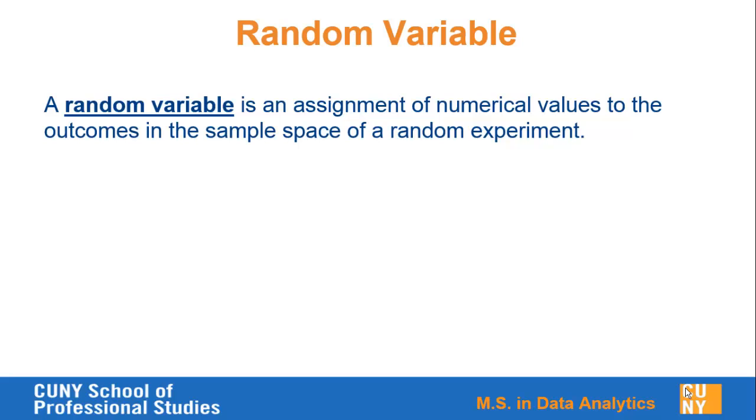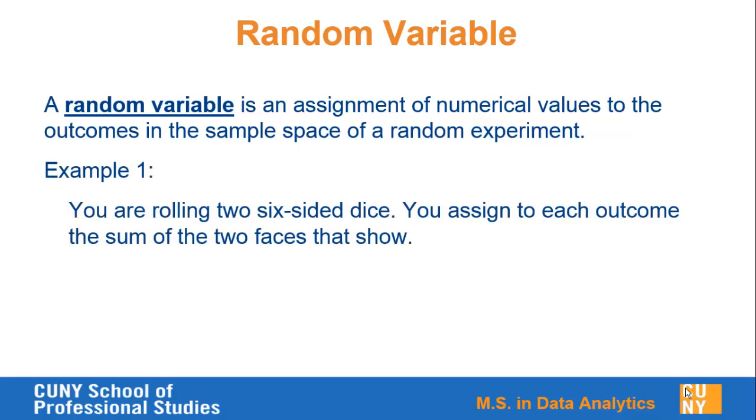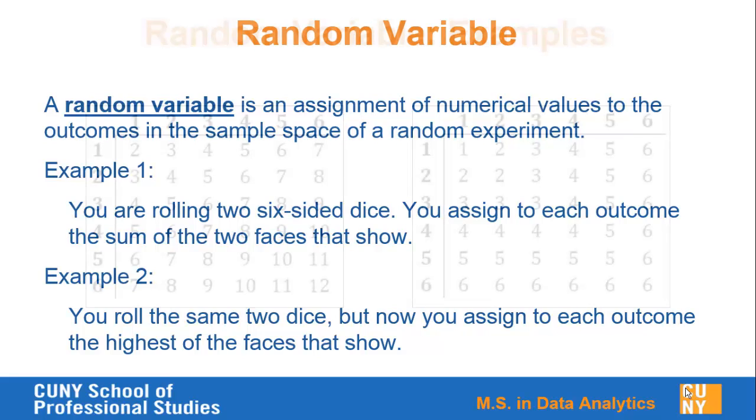A random variable is an assignment of a numerical value to each of the outcomes in a sample space. We've talked about that before. Just to remind ourselves, a couple of examples. Suppose you roll two six-sided dice. One way to assign a value to each outcome would be to assign the sum of the two faces showing. Another way would be to assign the maximum of the two sides showing. So there are two different random variables for the same random experiment.